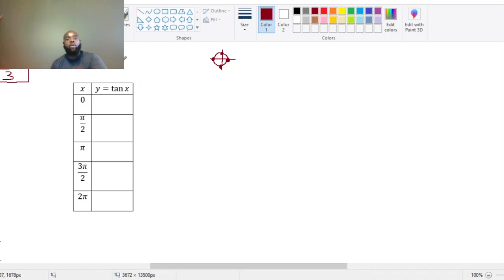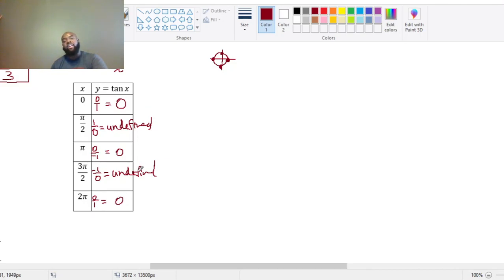Remember, your tangent is your y over your x to that point on your unit circle where your terminal side intersects it, right? So at the point when the angle is 0 radians, my y coordinate is 0, my x coordinate is 1, and so we get 0 as our tangent. When I go to pi over 2, my y coordinate is 1, my x coordinate is 0, so we get undefined. At pi, we get 0 over -1, which is 0. At 3 pi over 2, we get -1 over 0, which is undefined. And then at 2 pi, we get 0 over 1, y over x, which is 0.